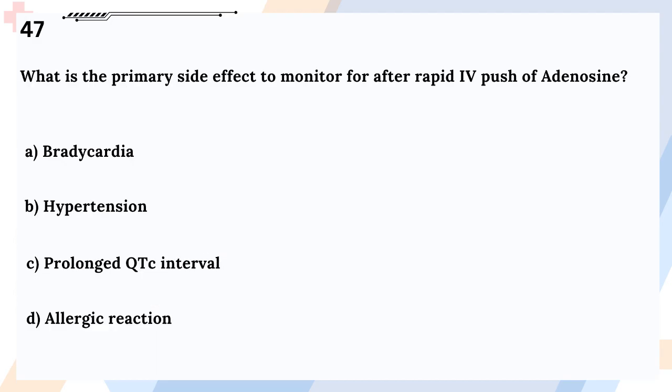Question 47. What is the primary side effect to monitor for after rapid IV push of adenosine? A. Bradycardia. B. Hypertension. C. Prolonged QTc interval. D. Allergic reaction.